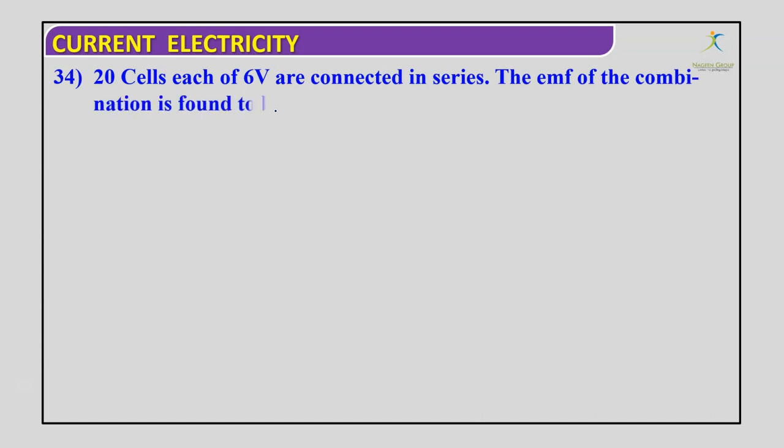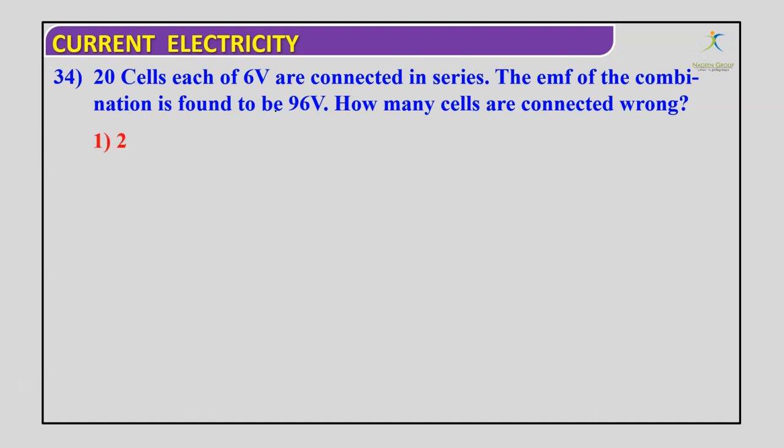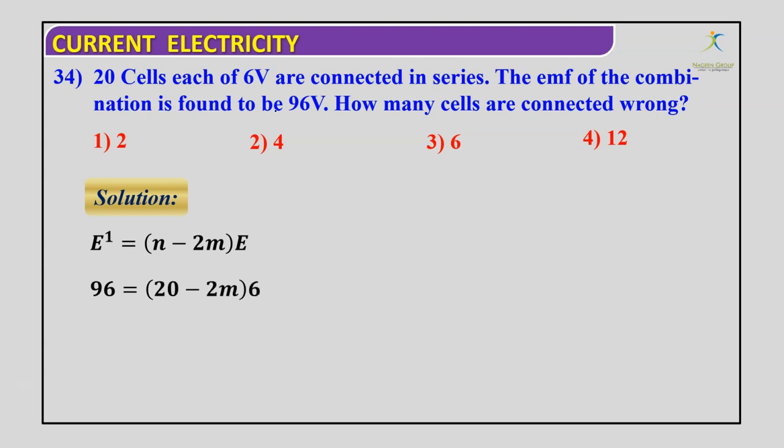Next, we have 20 cells, each of 6 volt, connected in series. The EMF of the combination is found to be 96 volt. How many cells are connected wrongly? We have these options. Moving ahead with the solution part. Again, for the combination of wrong cells, we apply the formula E equals N minus 2M times E. Here, N is the number of cells and M is the number of wrongly connected cells. So, we find two wrong cells there.